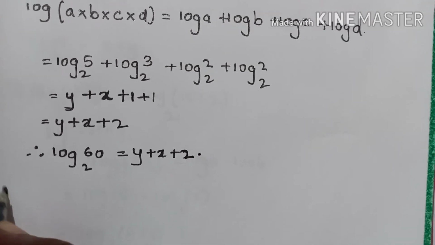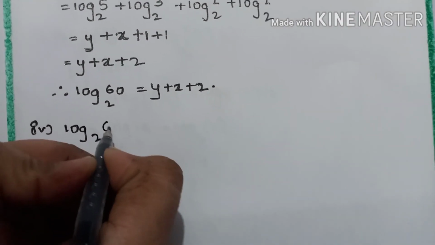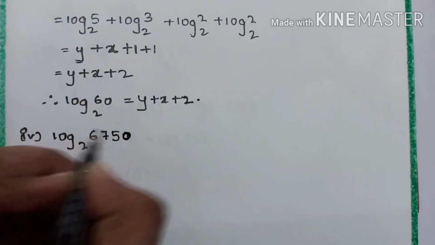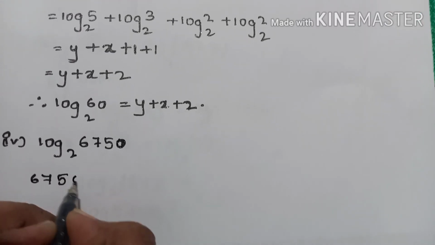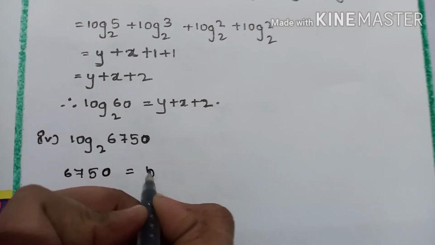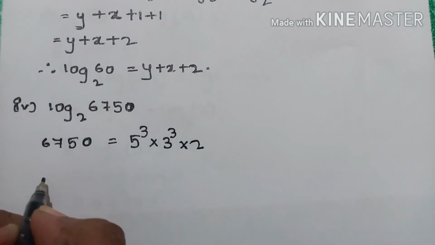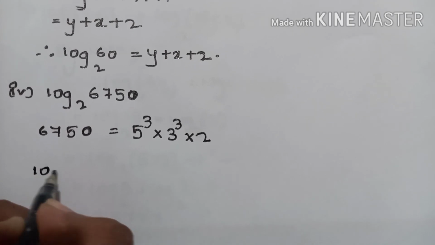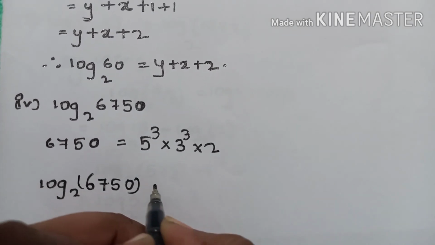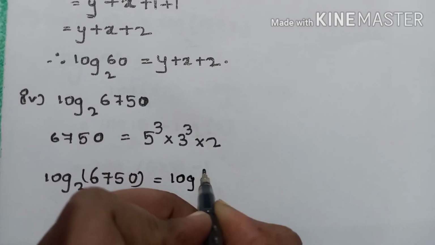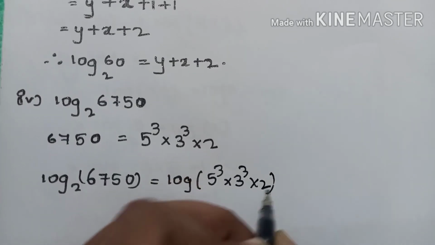And now the fourth question, which is a bigger number, but try to express it in terms of its factors. So 6750 can be expressed as 5 cube into 3 cube into 2. So log 6750 can be expressed as log 5 cube into 3 cube into 2 to the base 2.